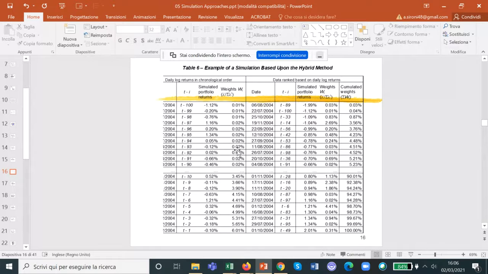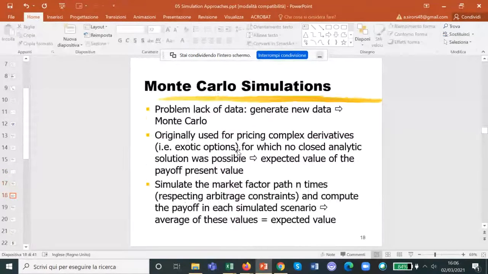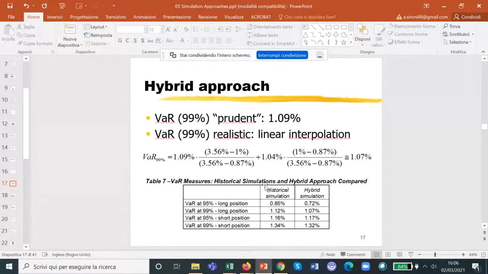Any questions so far? Is everything clear about the hybrid approach? No doubt, no problem?